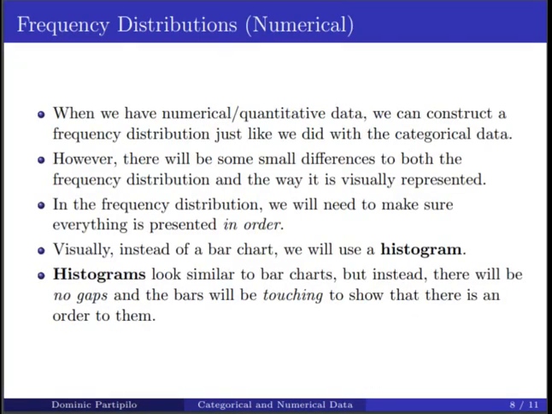So that was how we handled categorical data for that situation, but now let's talk about how we handled numerical data for that same situation. So we can construct a frequency distribution just like we did with the categorical data, but there are going to be some small differences here. So in the frequency distribution, since this is numerical data, we're going to have to make sure that this is in order. You usually can't order the categorical data, but with numerical data, we have to be careful of that.